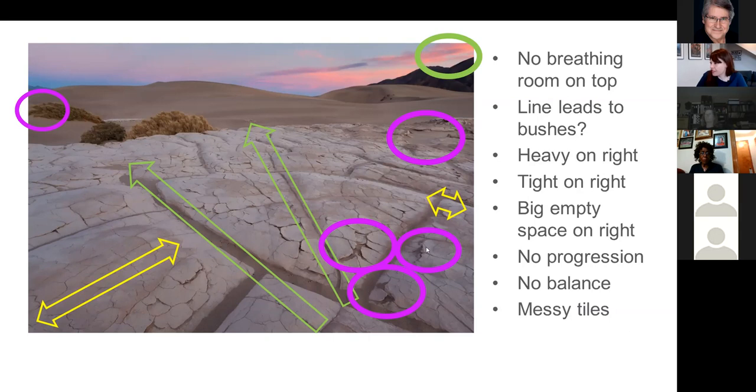Like all of these tiles, I feel are pretty unattractive. Like this is just messy. This here is tight, whereas this here is really expansive. So those are two examples where it just doesn't feel balanced. There's so much happening on the right and not much happening on the left. And then this bush here is really tight on the edge. This big empty space that you see here. So those are all things that I think just together mean that this photograph just is not cohesive.